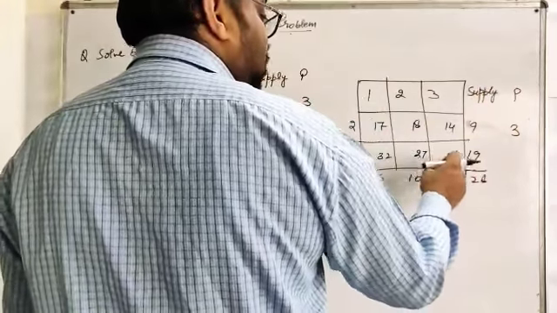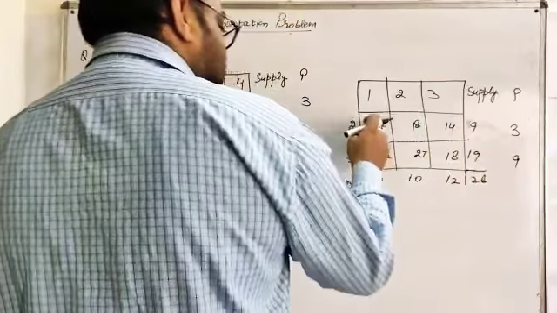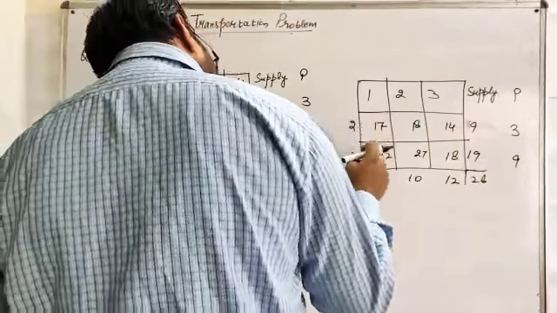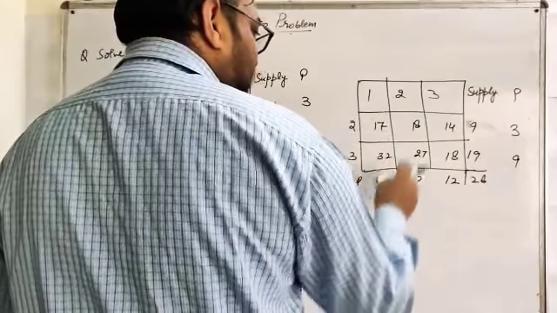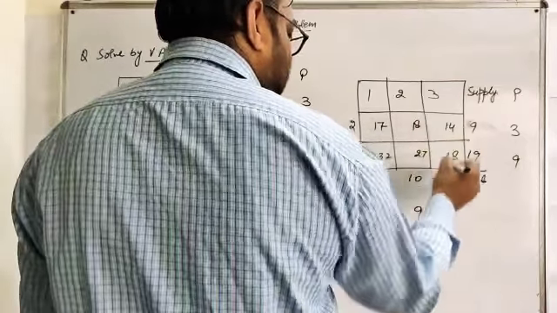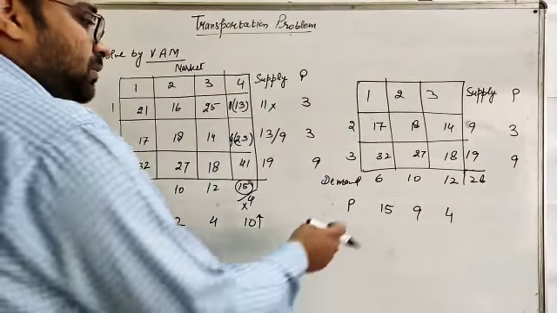Here the lowest element is 18 and the second lowest element is 27. So the difference is 9. In this particular case, the lowest element is 17 and the second lowest element is 32. So the difference is 15. Same as 9 and same as 4. So again identify the maximum penalty. The maximum penalty is 15.